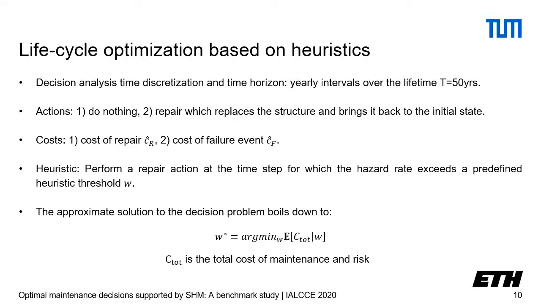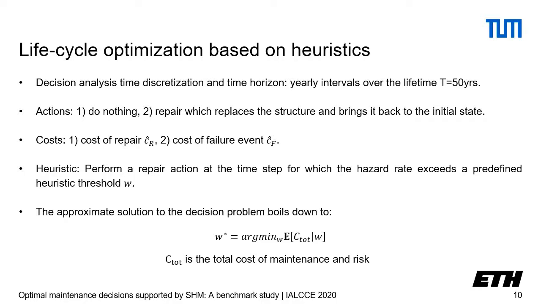The heuristic that we employ for solving the decision problem is the following. We perform a repair action at the time step for which the hazard rate exceeds a predefined heuristic threshold W. Then, the approximate solution to the decision problem boils down to solving the optimization problem that you can see at the end of this slide. And we want to find the optimal heuristic threshold, which minimizes the expected total cost of maintenance and risk.